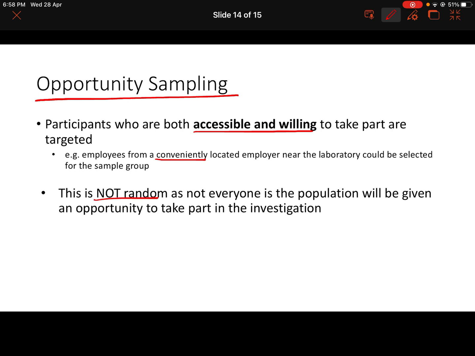It's not random, because not everybody in the population has an opportunity to take part. What if you were busy that day and so you didn't make it into school on time? What happens if you shop at a different shopping centre? You do not have any chance of participating in that research, so it's not random. And this can produce, therefore, a biased sample.